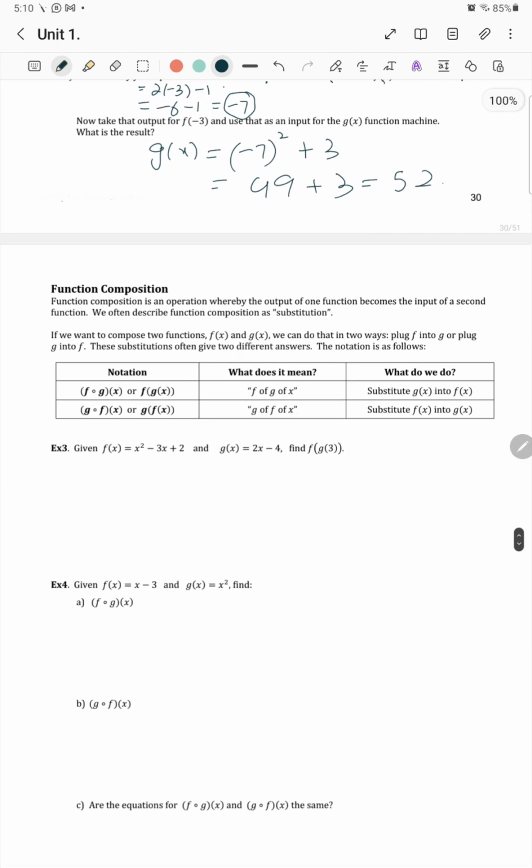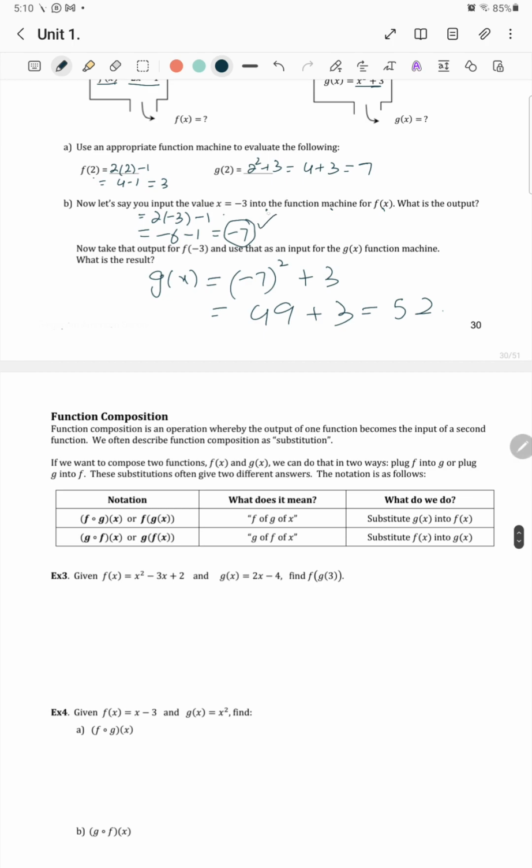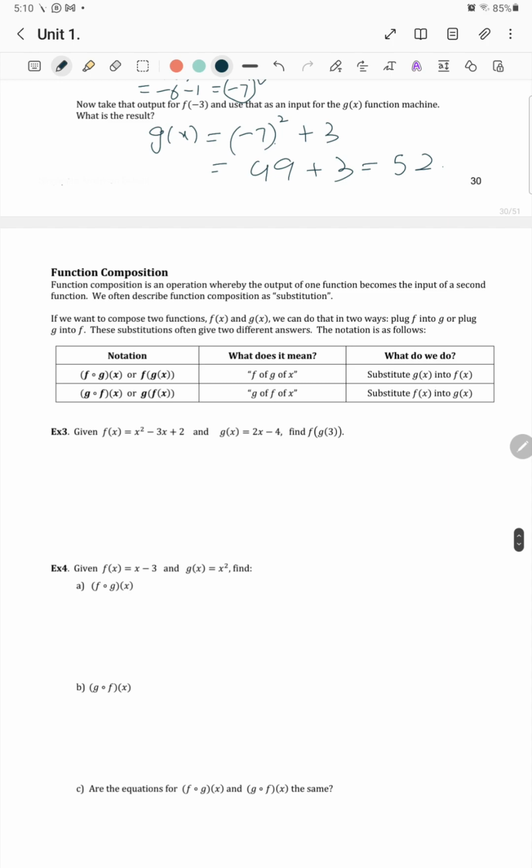Okay, function composition. Function composition is an operation whereby the output of one function becomes the input of the second function. As we have done this, the output of the function f of x has become the input for the function g of x. We often describe the function composition as substitution. F of g of x is equal to f g of x, substitute g of x. If it's f g of x, substitute g of x into the function f. If it's g f of x, substitute f of x in the function g.